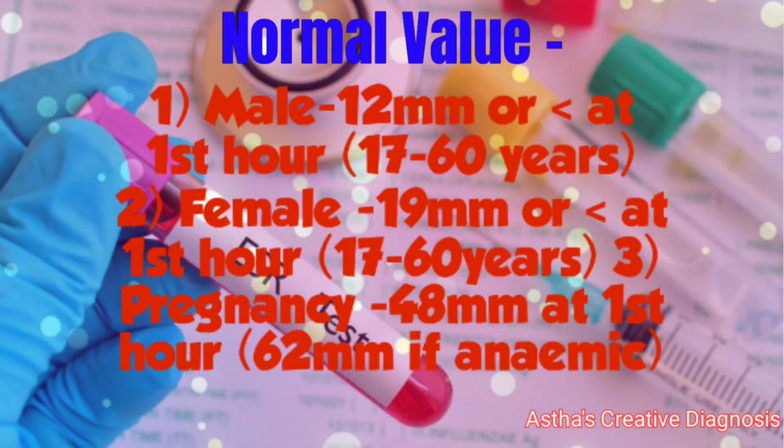Normal value: number 1, male, 12 mm or less at first hour, 17 to 60 years. Number 2, female, 19 mm or less at first hour, 17 to 60 years. Number 3, in case of pregnancy, 48 mm at first hour, 62 mm if anemic.